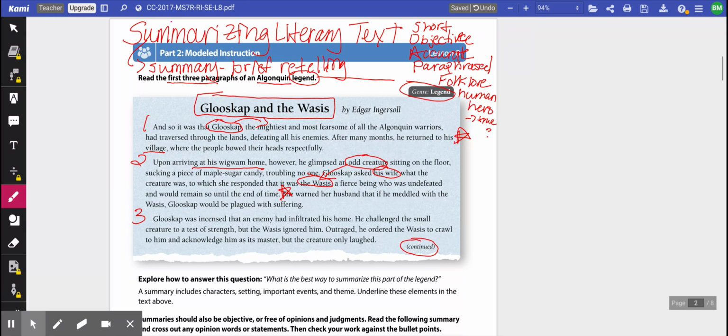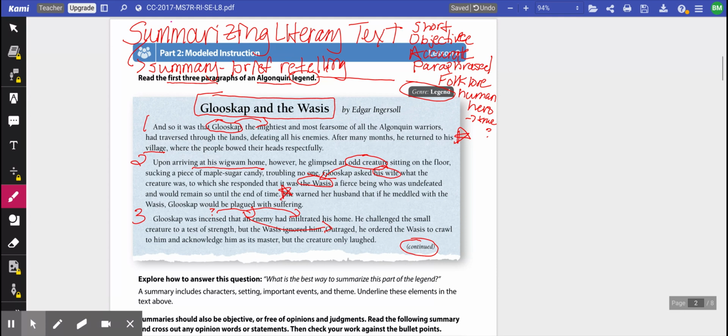So then in paragraph 3, we get that Gloosclap was incensed. Wait a minute, Miss Murray. What does incensed mean? Well, let's look at some context, okay? He's incensed. He's got an enemy in his home. It's infiltrated. And even later, we go on to say that he is even outraged. So all of those context clues let me know that incensed means he is angry. He is furious. All right. Just keep in mind some antonyms for that are happy or pleased. But our actual word, some synonyms, are angry and furious. He is hulked out, guys.